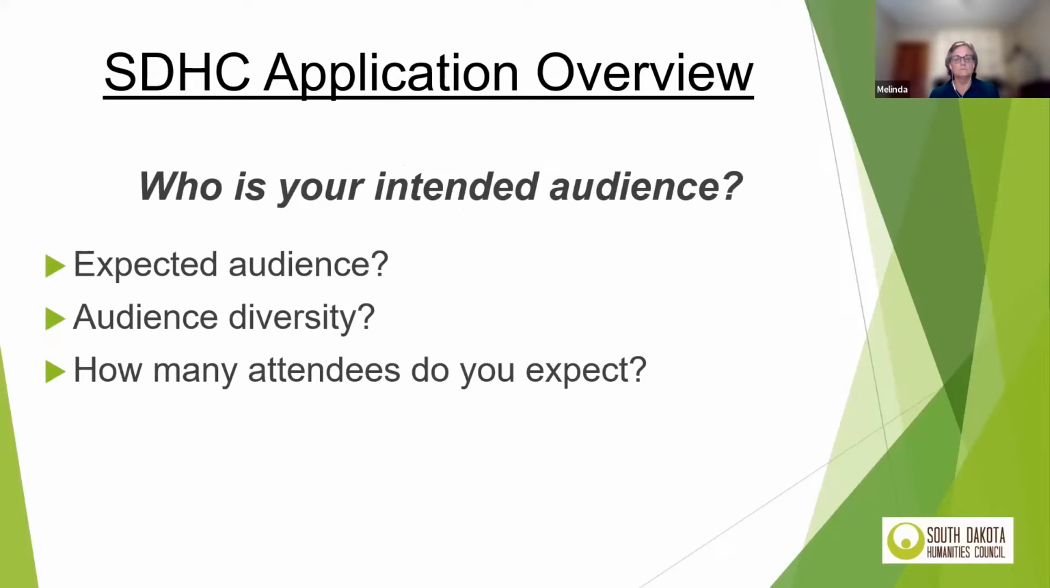Who is your intended audience? Here you'll describe who you expect to come to your event. This kind of depends on your grant topic. Who is your target audience? Are they teens or adults? Are they school-age children? Do they have a particular education or interest level? Or maybe a particular identity? What culture, ethnicity do you think will be interested? Again, this will all depend on the topic of your project. And you'll need to estimate how many people you think will attend.